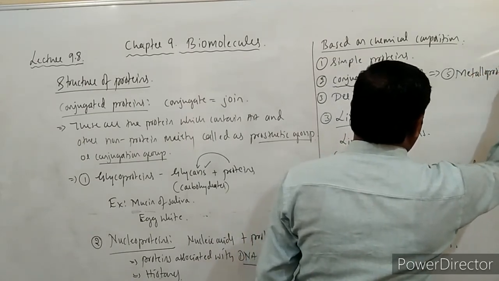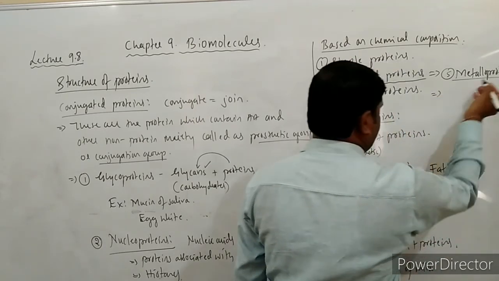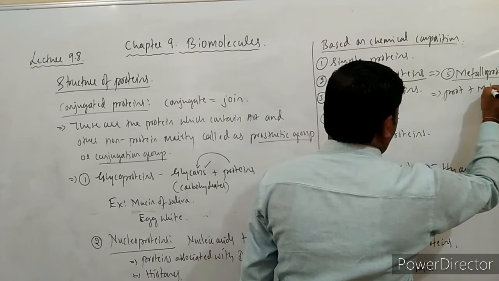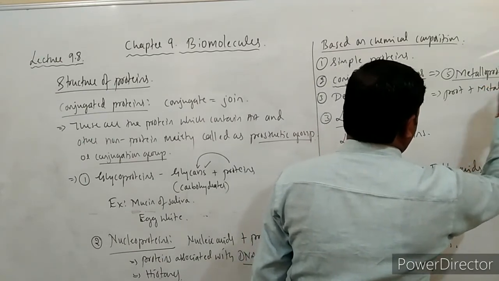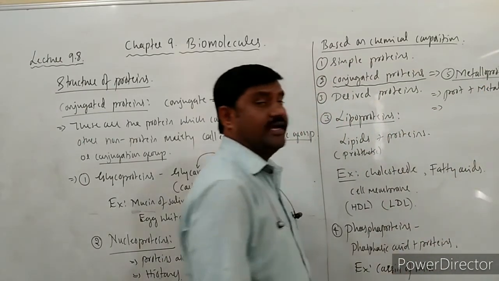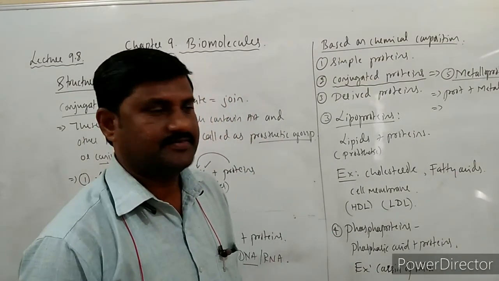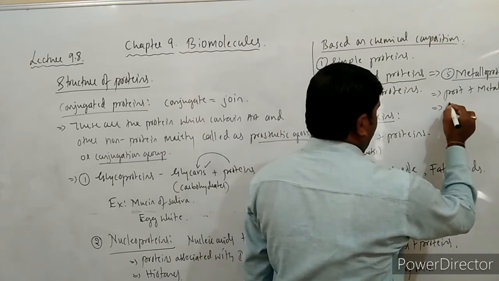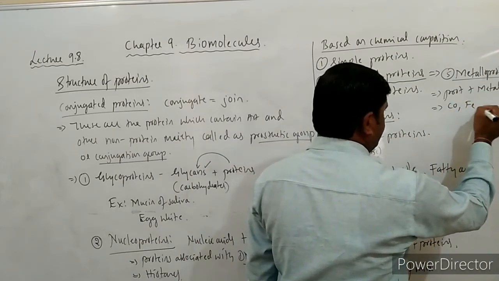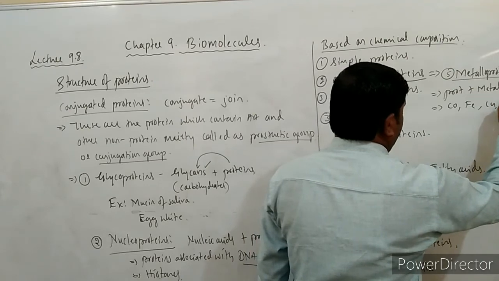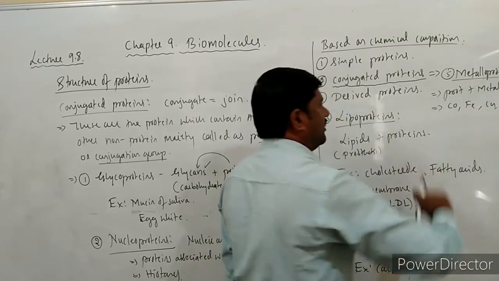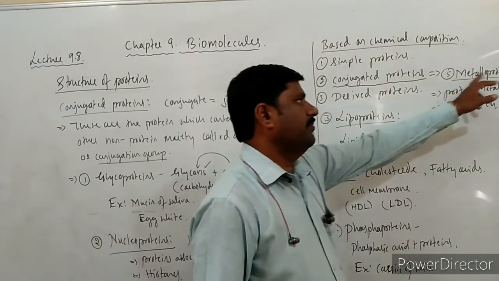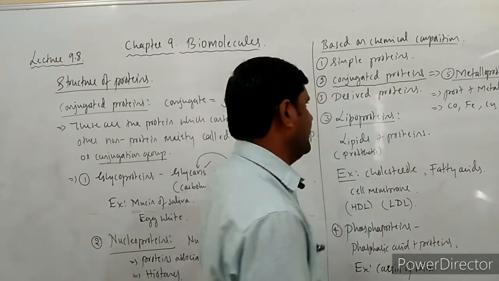The fifth one is metalloproteins. What are metalloproteins? Proteins plus metal ions in association. Metal ions are the prosthetic group here. Examples of metal ions are cobalt, Fe, Cu and magnesium. If proteins are associated with these, they are said to be metalloproteins.